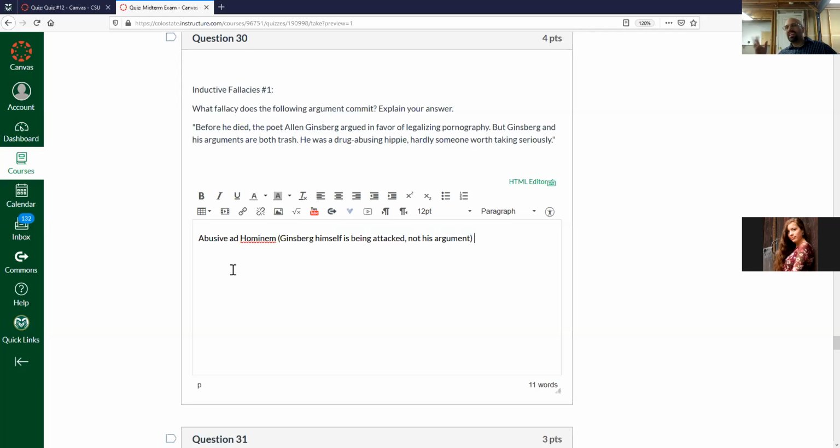And the only fallacy that really has that structure are the ad hominems, either the circumstantial or the abusive. Why is this one abusive? Because we seem to be sort of insulting Ginsberg rather than just dismissing him. That's the difference with the abusive. That's a sense in which it's abusive. It's sort of insulting.